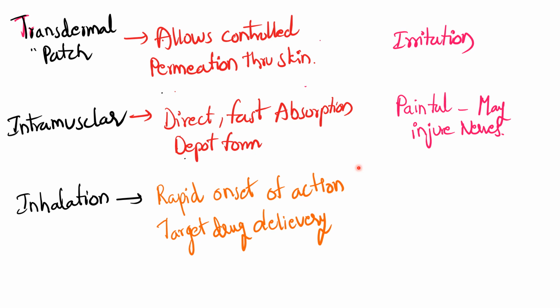Now let's learn about transdermal. There is a drug called fentanyl, a powerful pain medication that can be administered through transdermal patches. This medication is absorbed through the skin and delivered directly to the bloodstream, providing a sustained release over time. But the disadvantage is that it causes irritation.